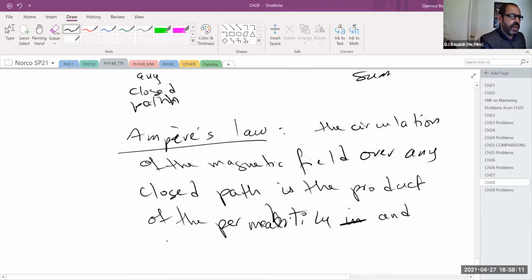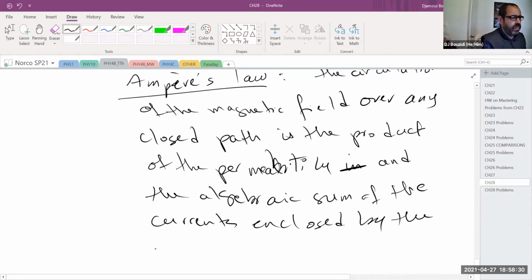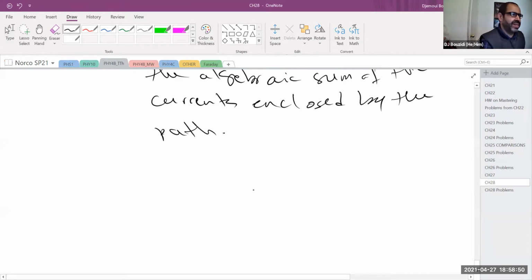And this algebraic sum of the currents enclosed by the path. It's a very important theorem, and it's going to play the same role that Gauss's law played in the previous chapter. We still have about 2 minutes because we started late.